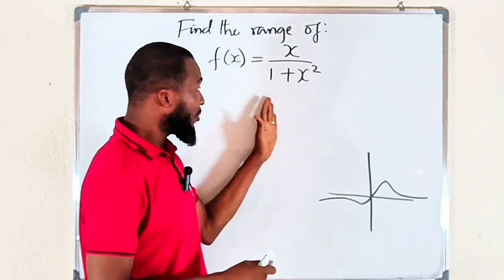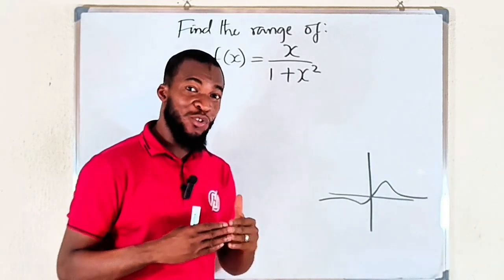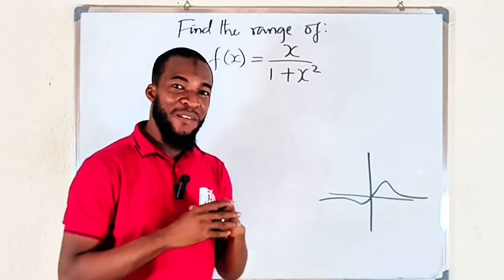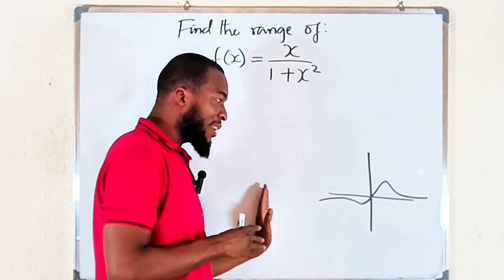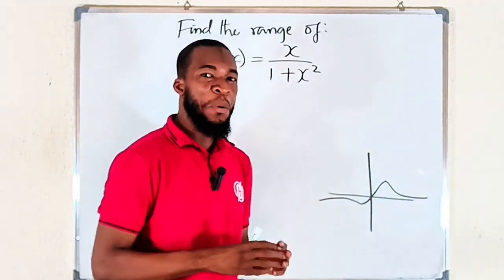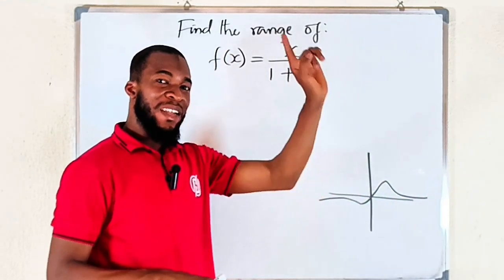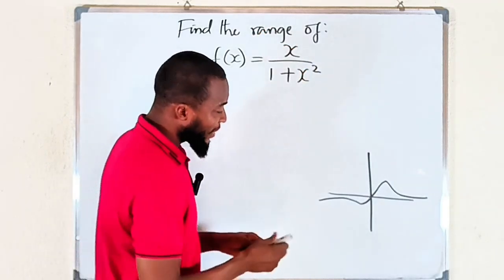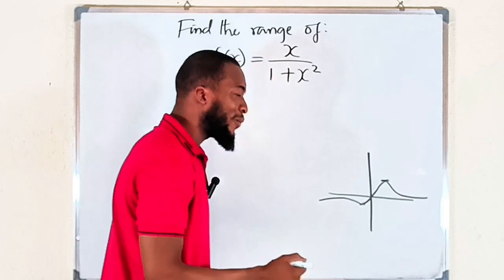Why? This is a rational function, and there is no value of x that can make the denominator 0. Therefore, we won't have any vertical asymptote. The domain will be from negative infinity to positive infinity. But the range will be what? The least value of y and the highest value of y. You can see that this is the least value of y and this is the greatest value of y.